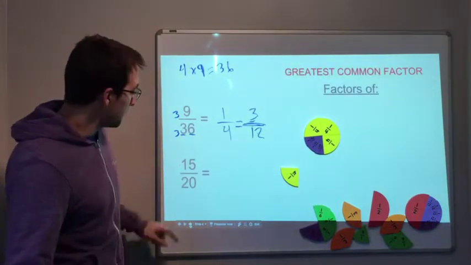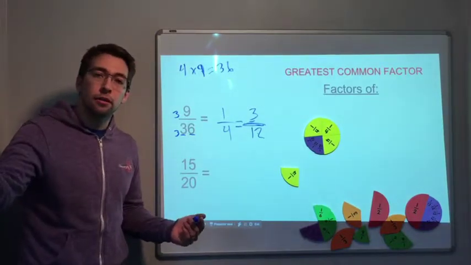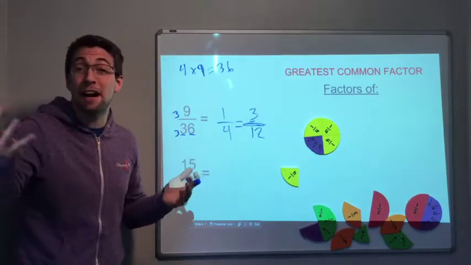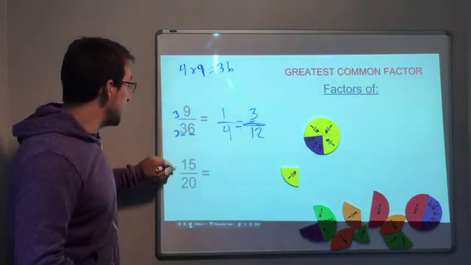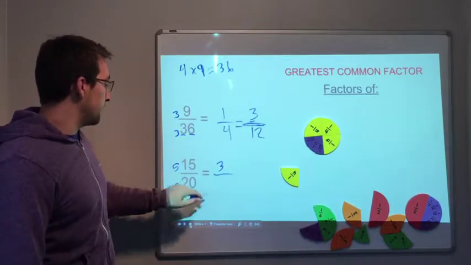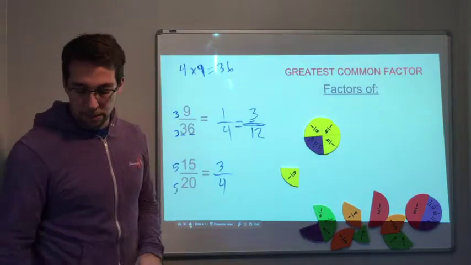All right. Last problem. 15 out of 20. So we know our factors. You can divide both numbers by 5. So 15 divided by 5 is 3. 20 divided by 5 is 4. There you go.